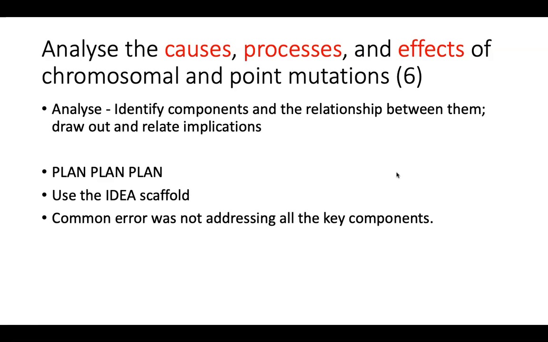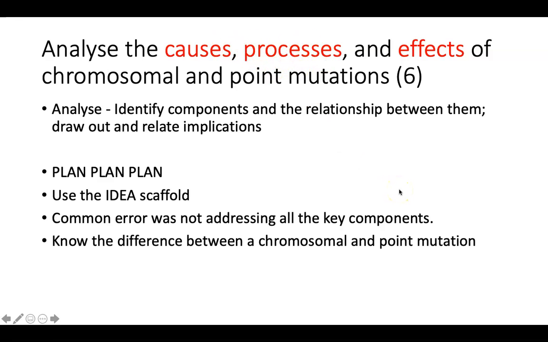And so a really common area was just not addressing all the key components, maybe leaving out the causes or the processes or not talking about them or relating them in enough detail. And the other big thing would be to know the difference between a chromosomal and a point mutation, so that you have enough there to talk about. Chromosomal mutation is in the chromosomes. It's passed on to the offspring. An example is Down syndrome. Point mutation is a mutation within the DNA sequence that affects the carrier or the person that has the mutation. It can be a substitution, it can be a frame shift. There are different sorts of processes that can occur. And point mutations, we're normally thinking of things like cystic fibrosis as being one of the most common examples.